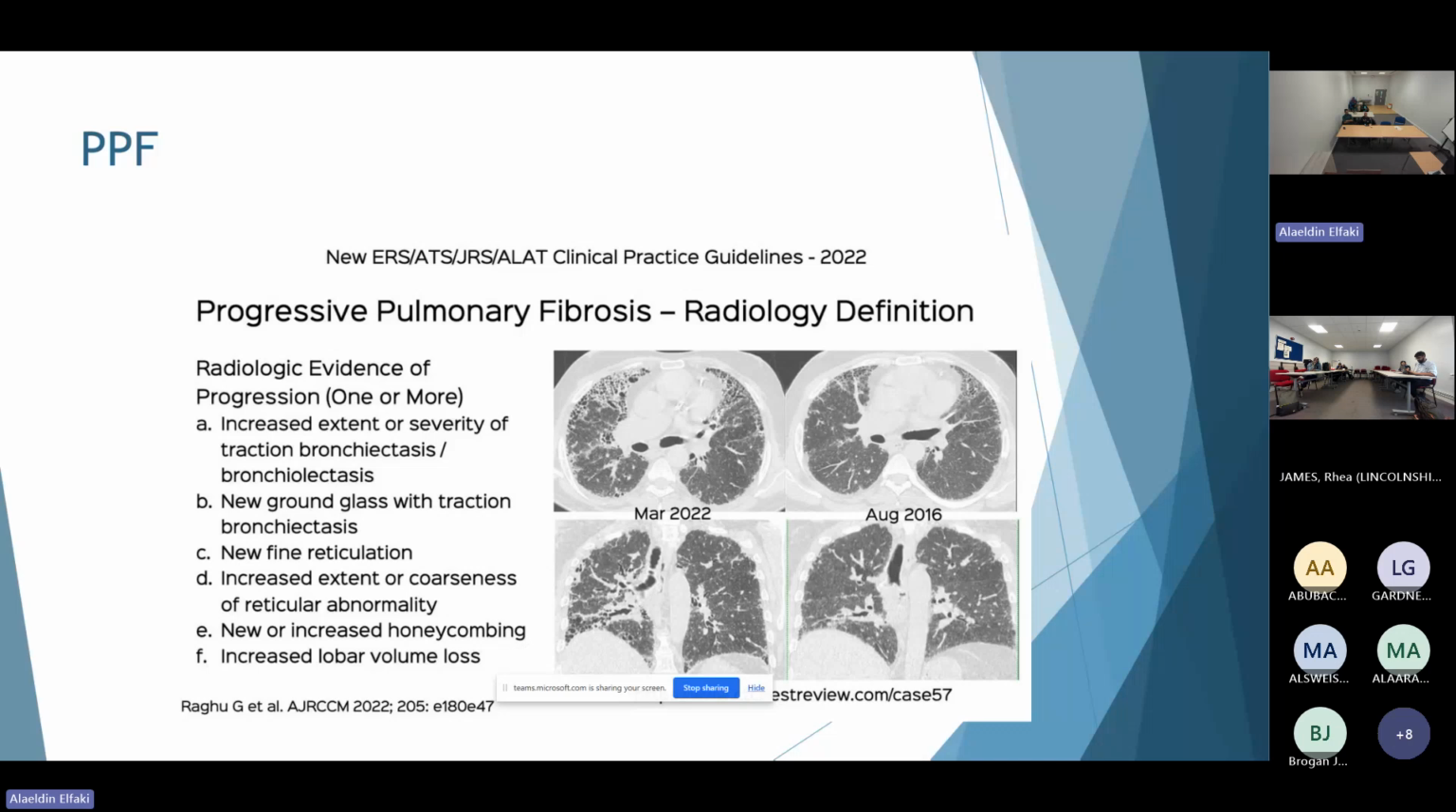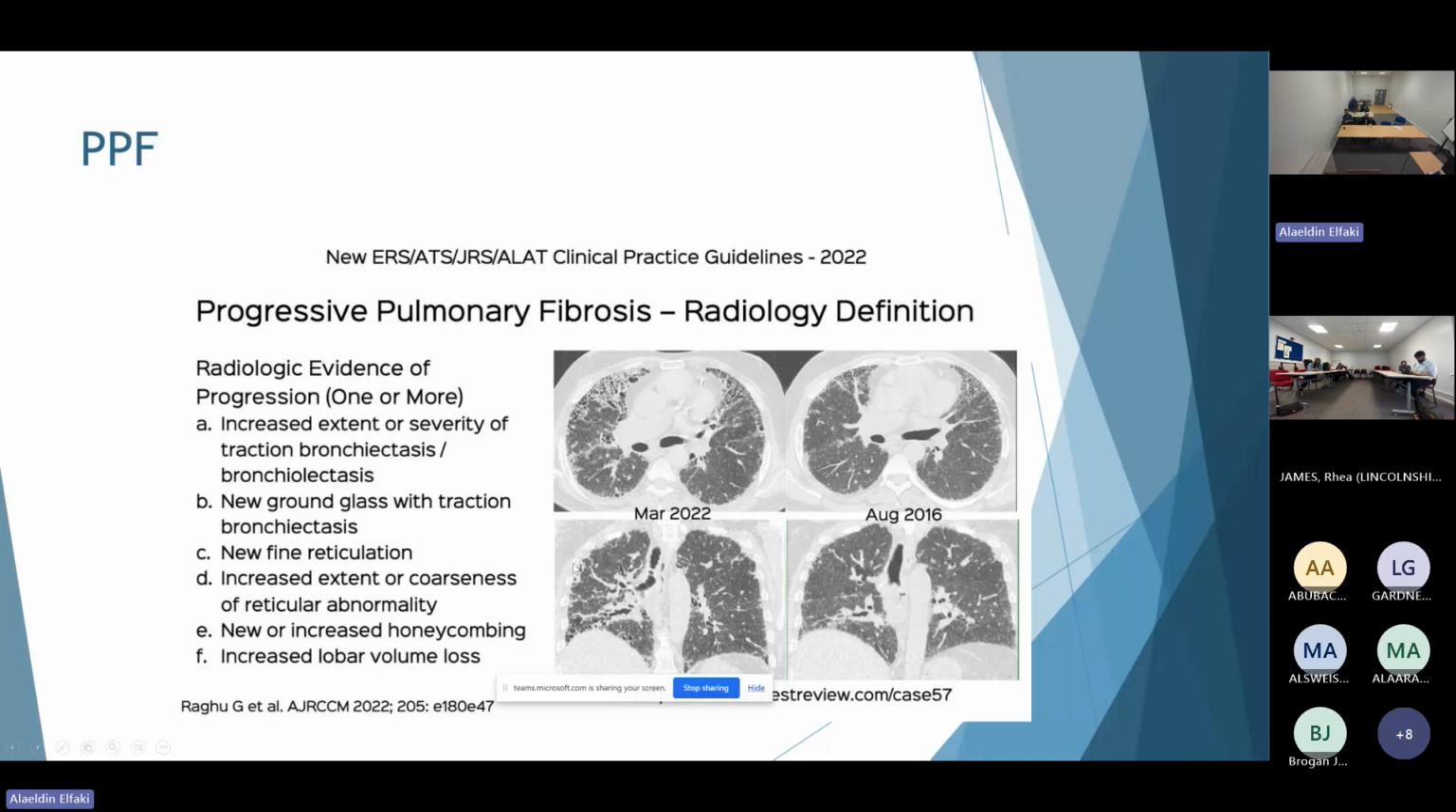So yeah, on the right side, we see along the slide here some reticulation in the lung parenchyma and some fibrotic changes, which has progressed significantly on another CT scan at the follow-up.